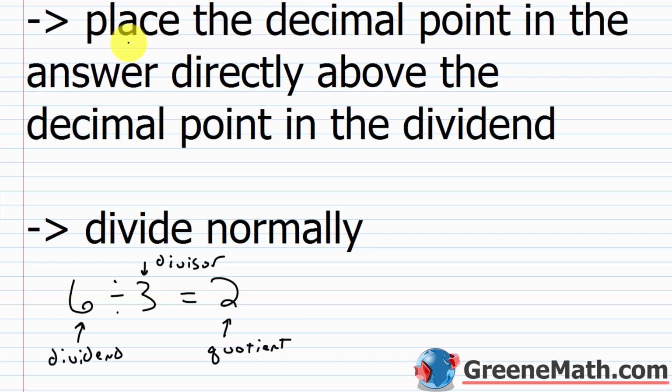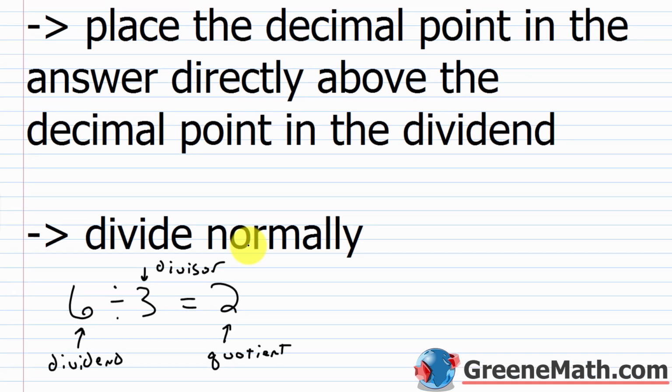And 2, the answer that you get, or the result, is the quotient. So once you've performed this step, where we place the decimal point in the answer directly above the decimal point in the dividend, you just divide normally. You can just ignore the decimal point, pretend like it's not there, because you already know where it's going to be in your answer.